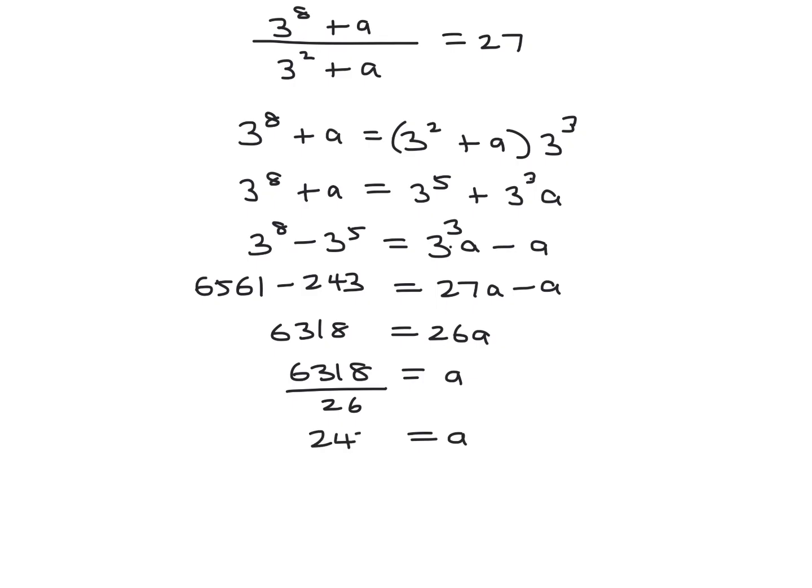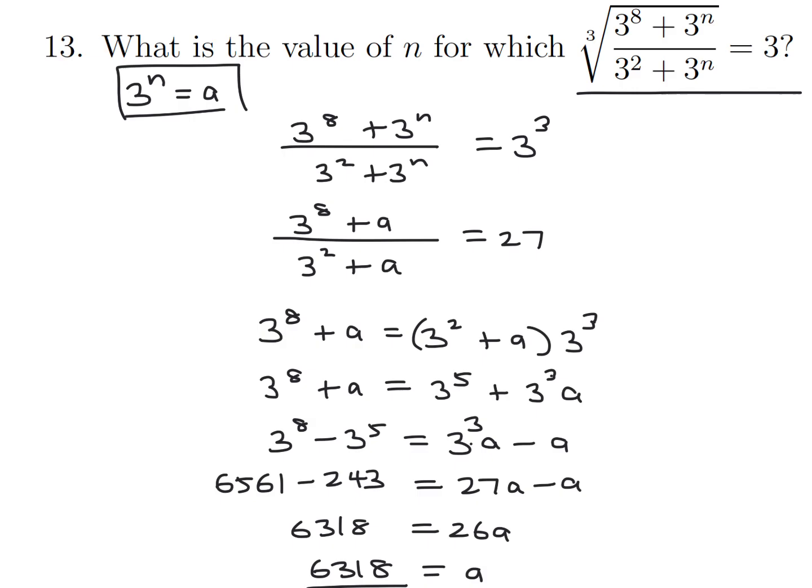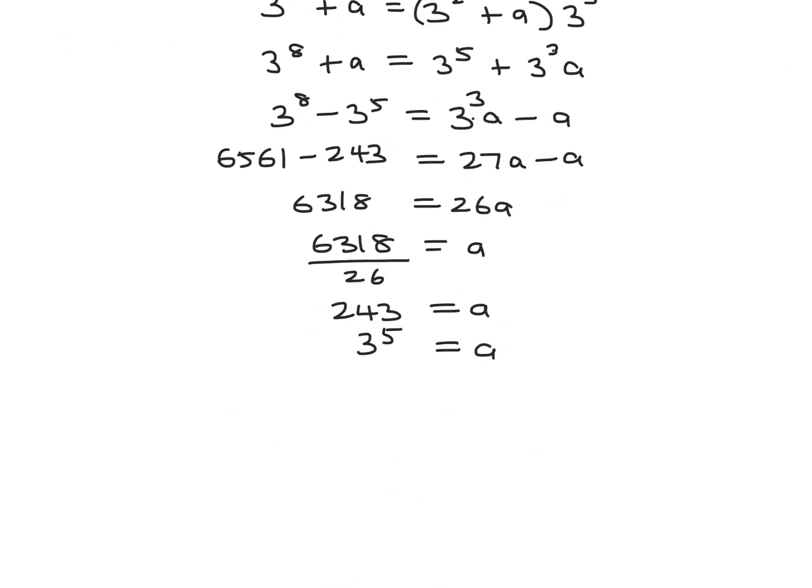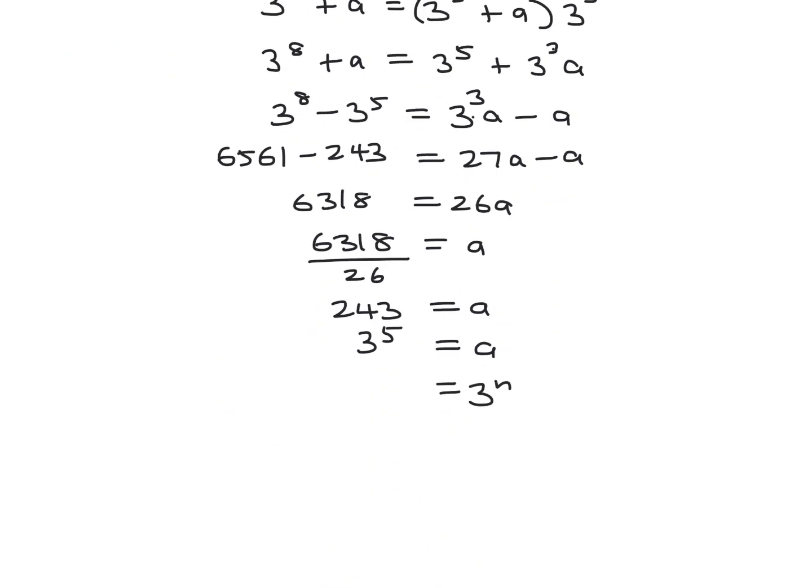and therefore a would be 243. And 243 is 3 to the power of 5. And remember, we had made a equal to 3 to the power of n. So that's 3 to the power of n is 3 to the power of 5, and therefore n is 5.